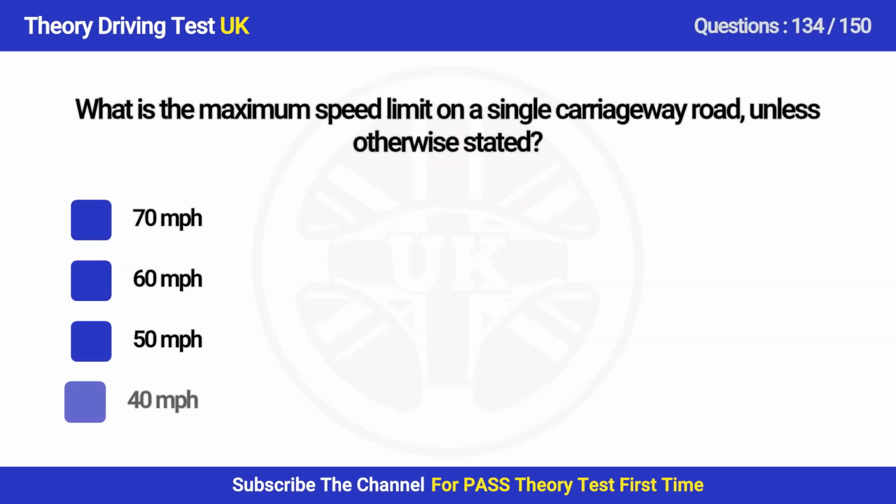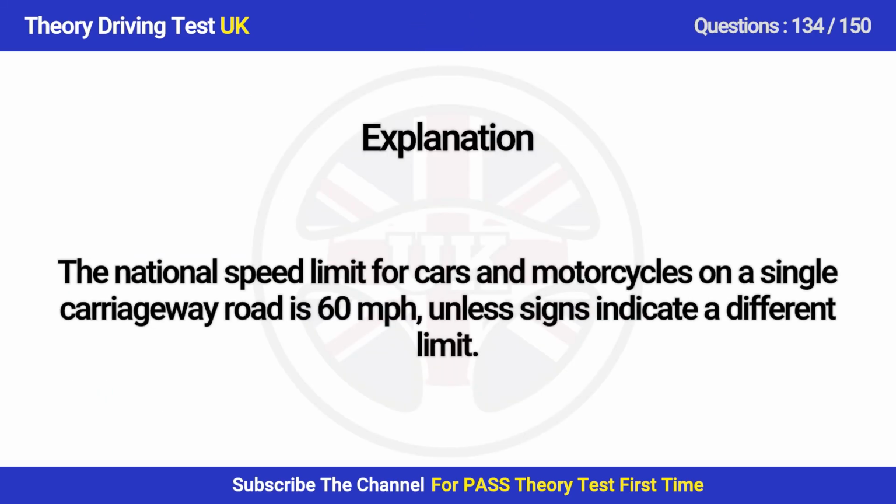Question 134. What is the maximum speed limit on a single carriageway road unless otherwise stated? A. 70, B. 60, C. 50, D. 40. Answers is B. 60. The national speed limit for cars and motorcycles on a single carriageway road is 60, unless signs indicate a different limit.